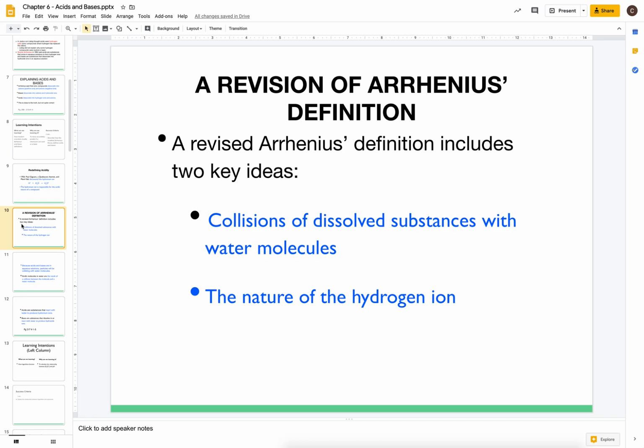When the hydrogen ion dissolves in water, it actually doesn't dissolve. It never ends up as a lone hydrogen ion in a solution. It actually gets transferred straight from the acid to the water molecule.